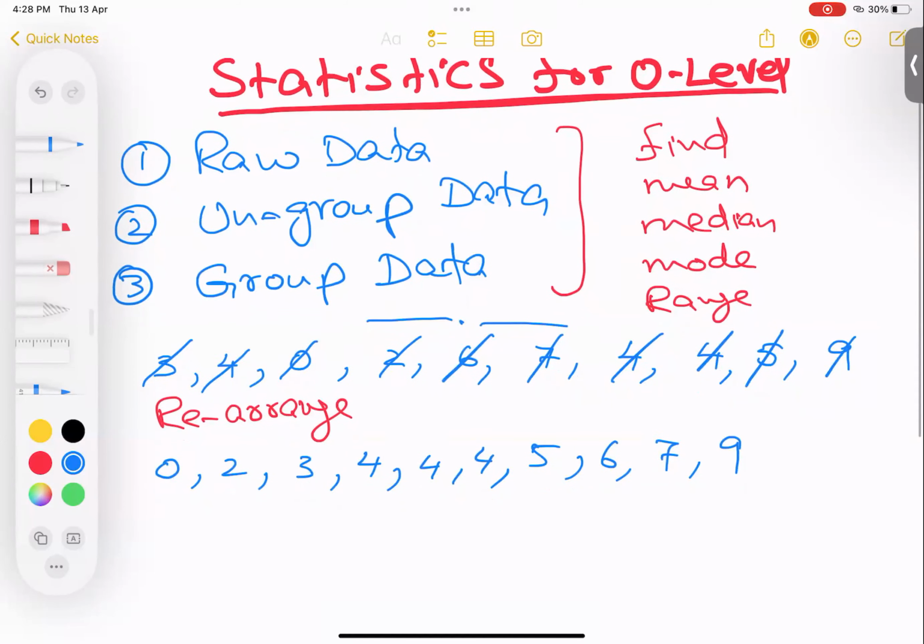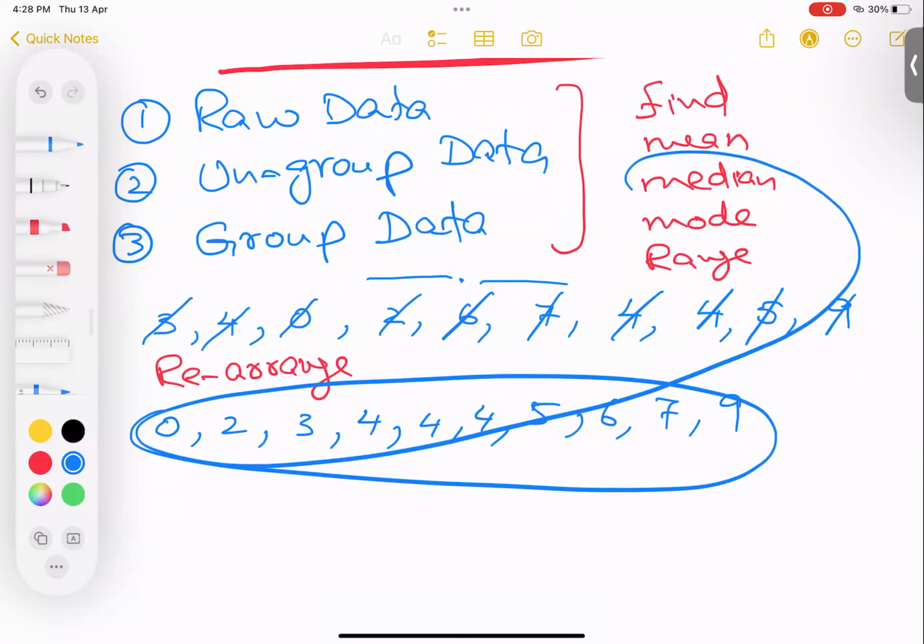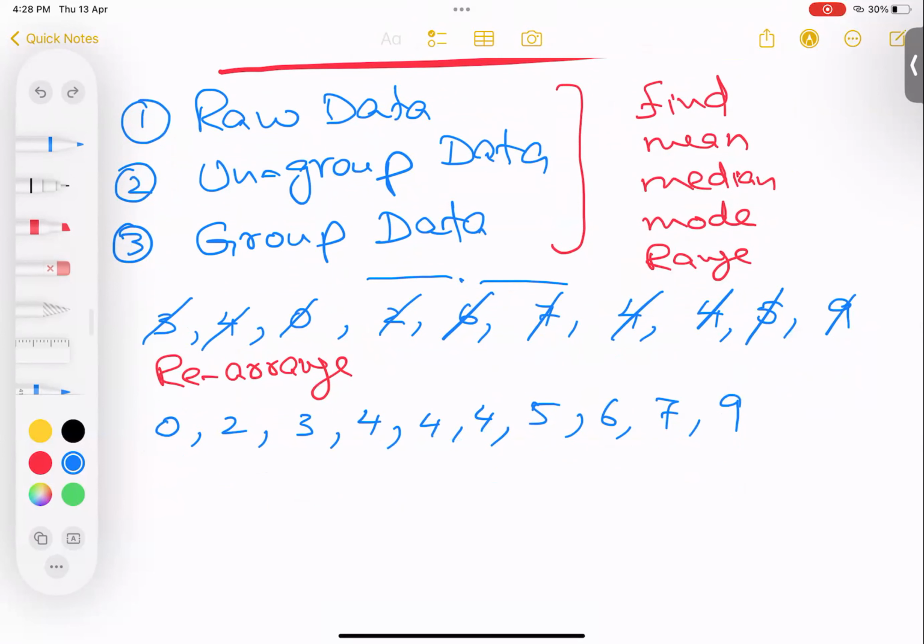Now I just arrange. You say, why arrange, sir? Because for your knowledge, the data must be in order for median. For mean, no problem, but for median the data must be in order. For mode and range, even the mean, no issue at all.